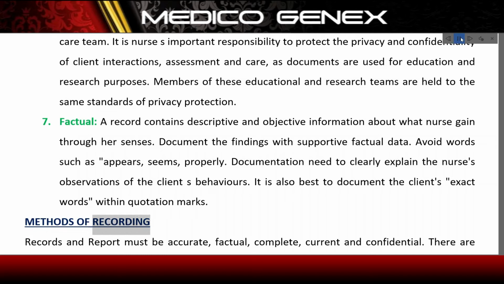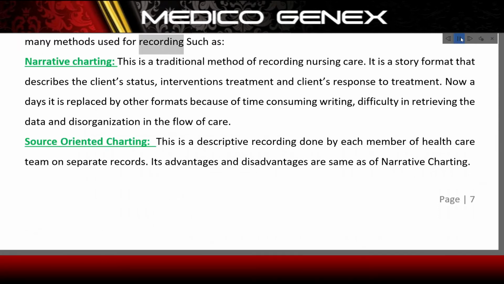Methods of recording. Records and reports must be accurate, factual, complete, current, and confidential. There are many methods used for recording, such as narrative charting. This is a traditional method of recording nursing care. It is a story format that describes the client's status, interventions, treatment, and the client's response to treatment. Nowadays it is replaced by other formats because of time-consuming writing, difficulty in retrieving the data and disorganization in the flow of care.